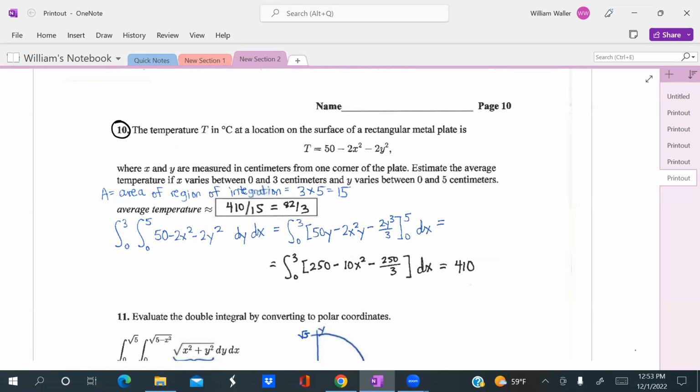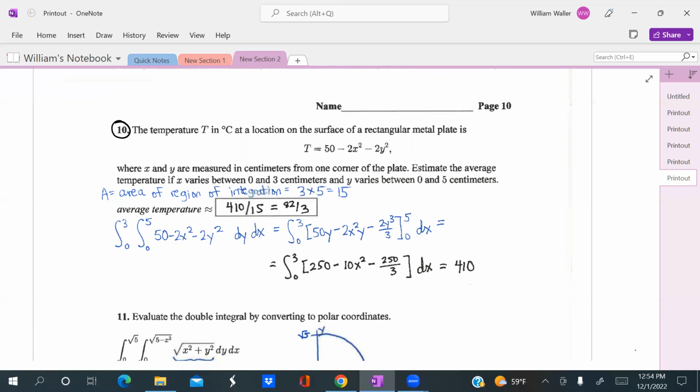We're told that the temperature on a particular location on a surface of some material, a rectangular metal plate, at a particular location x, y on that surface, you can impose a Cartesian coordinate system on that flat metal plate, right? So that allows you to locate points on that metal plate using your familiar rectangular coordinates. The temperature at a particular location on that plate is given by this formula. T there is temperature. And we want to know what's the average temperature on that plate.